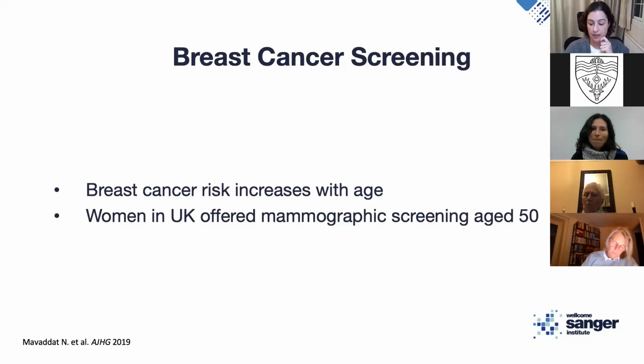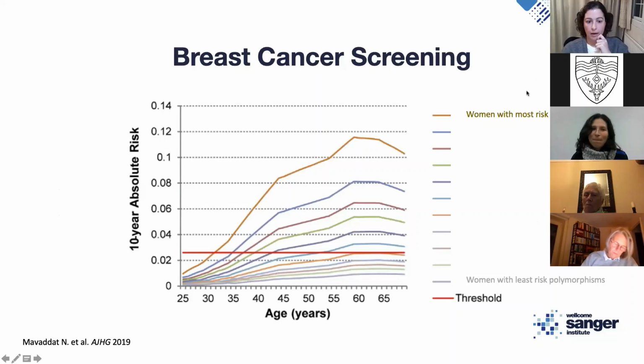So how can we use that? Well, in fact, if now you use that PRS and you look at which is the risk for the woman who has most of the risk polymorphisms, those women might pass that threshold, which is what defines why we are having the mammography at 50 years old, at a very early age, at 30 years old. Whereas there will be women that have the least of the risk polymorphisms that might not ever pass that risk threshold.